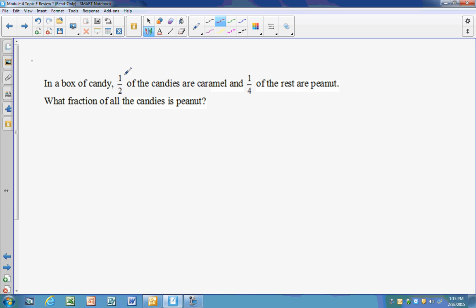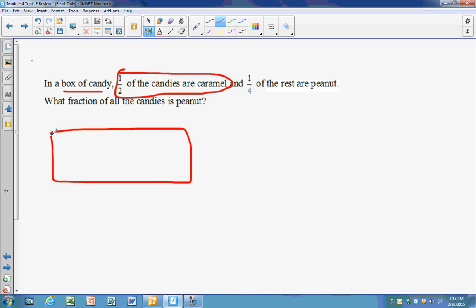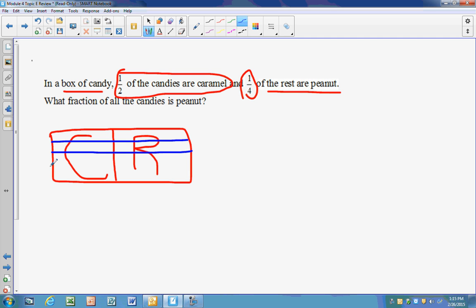Now we have in a box of candy, 1/2 of the candies are caramel. So I'm going to draw my box of candy, split it in half, and I'm going to write that this is caramel. I just put a big C. And then it says 1/4 of the rest. So this was the rest over here, the R, our peanut. So we're going to slice this into fourths because it's talking about fourths. And we're going to shade it all in, 1/4 of it. So we're talking about this piece right here, 1/4 of the rest, our peanut.